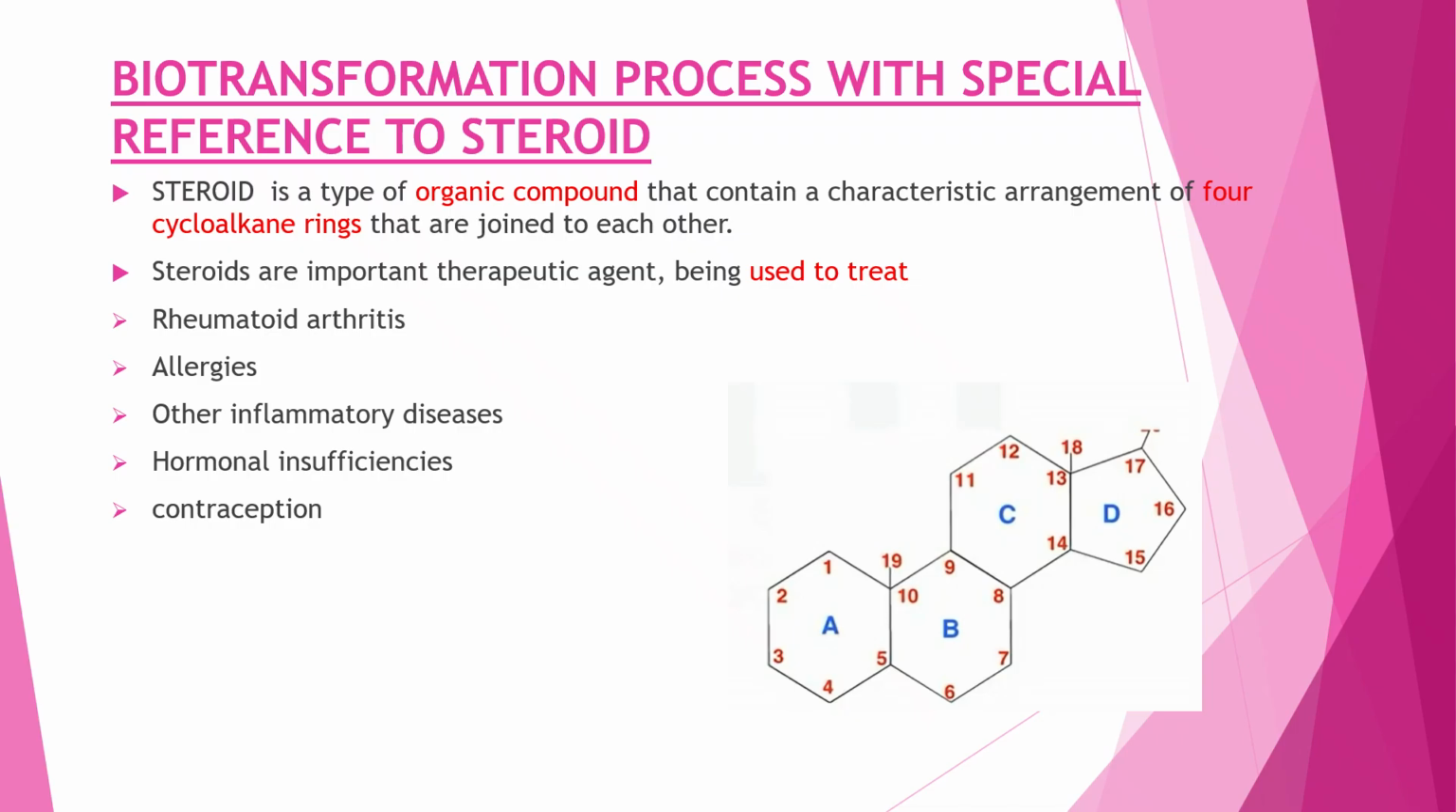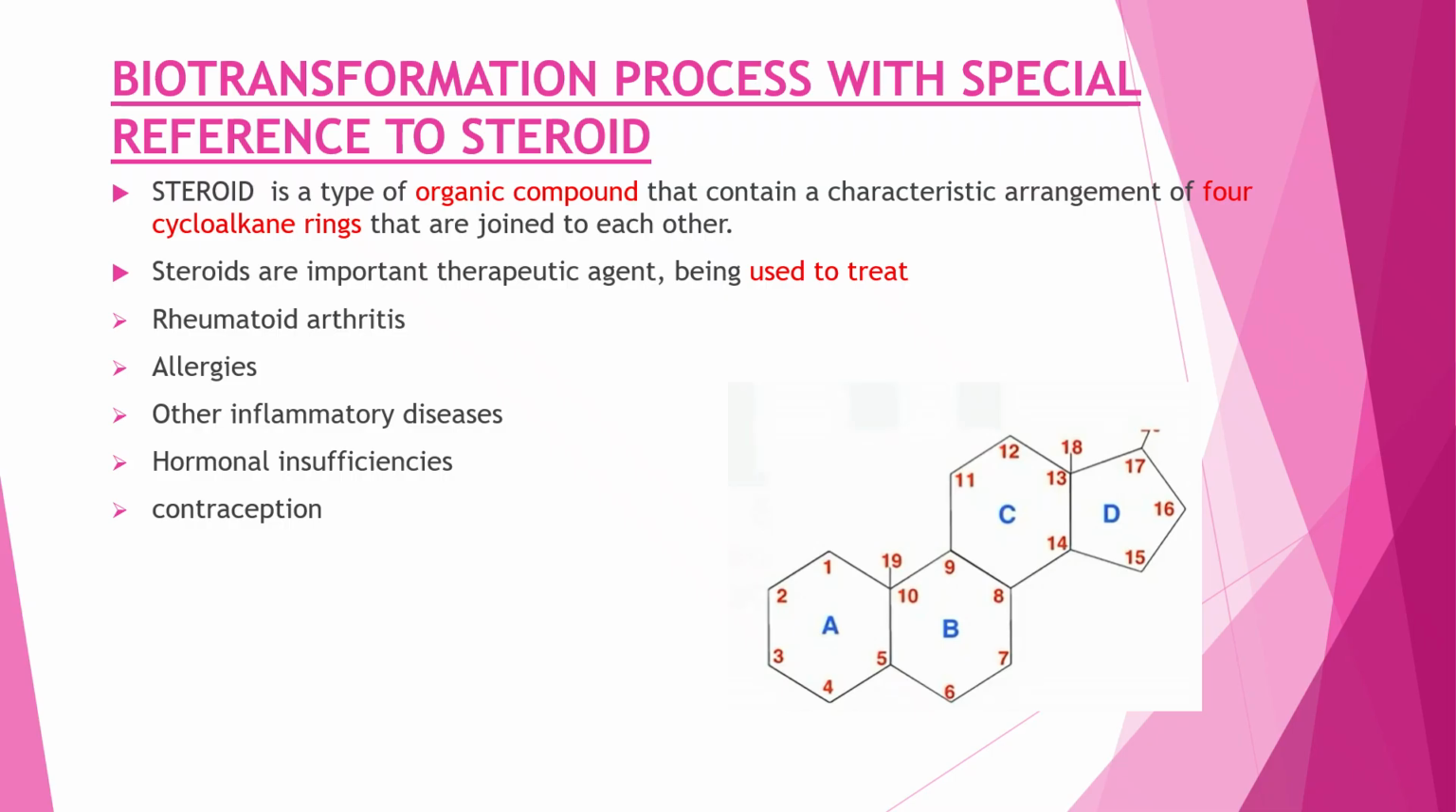Steroids are a type of organic compound containing a characteristic arrangement of four cycloalkane rings that join to each other. You know that the basic structure of steroids is the cyclopentanophenanthrene ring, having four rings. What is the therapeutic use of these steroids? You know that for rheumatoid arthritis, allergies, and all types of inflammatory diseases, it is usually used as a contraceptive, and for hormonal insufficiencies.